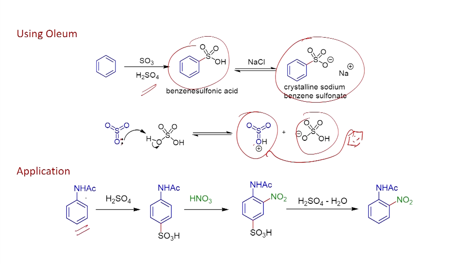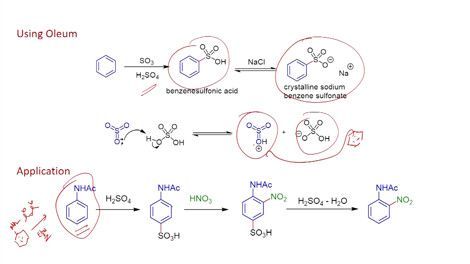When you have the aniline, you can react with acetic anhydride in the presence of a base like triethylamine. So you'll be able to form this acetamide. Once you form the amide, now we have just seen the nitration.